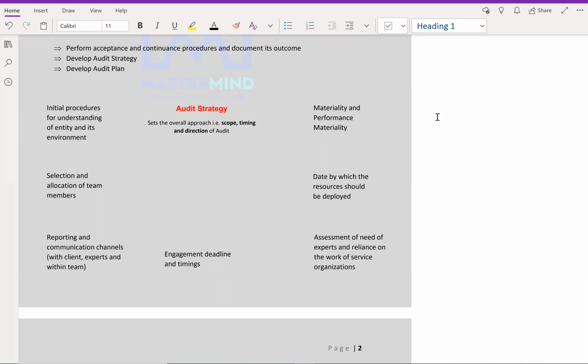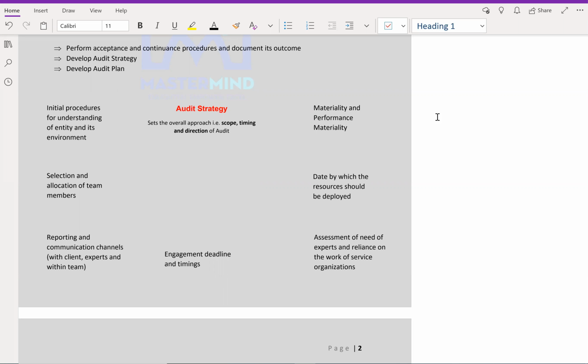Okay, engagement deadline timings, very, very, very important. A lot of issues arise around this area. You need to be clear about the deadline and the timings. These are things mentioned in the engagement letter as well, right? If you remember the elements of the engagement letter, this is one of the major things mentioned over there.